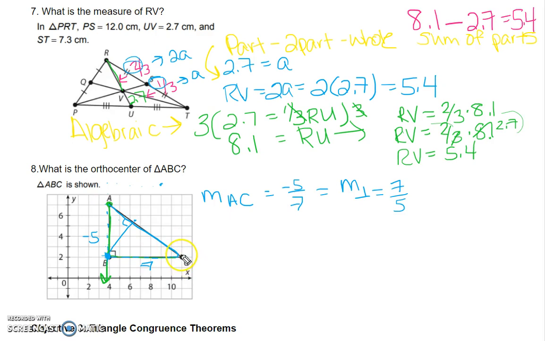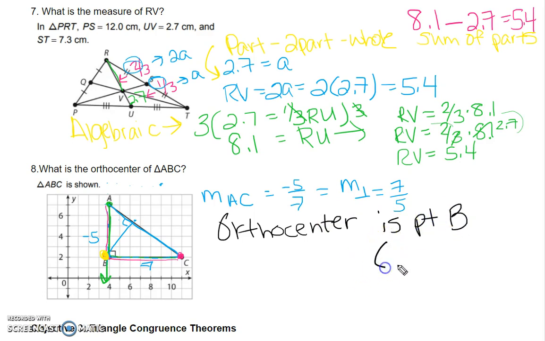And then we have point C that would go to the opposite side, AB. And it's already perpendicular here at B. So all 3 of my altitudes intersect at point B. So my orthocenter is point B, which is (4, 2). Now remember in class I said if the orthocenter is on the triangle, that means it's a right triangle.